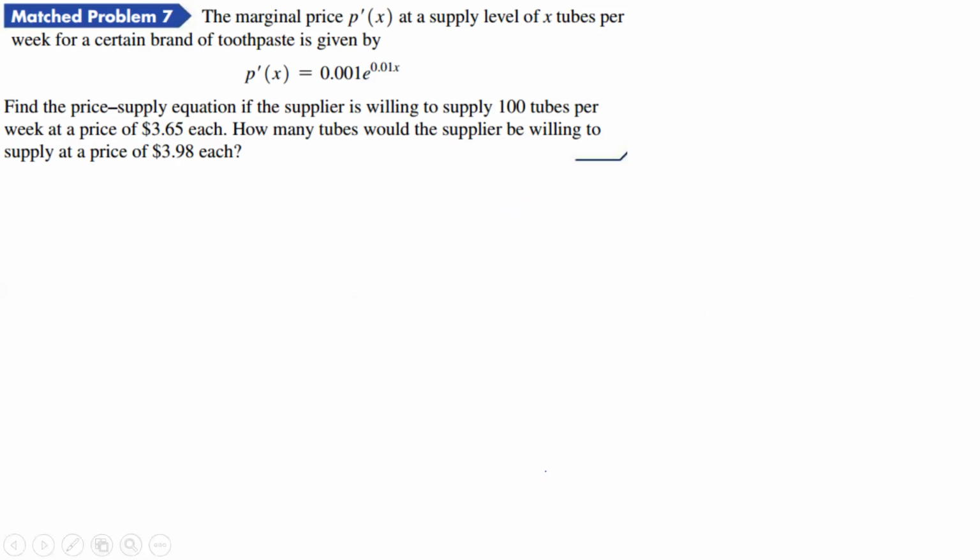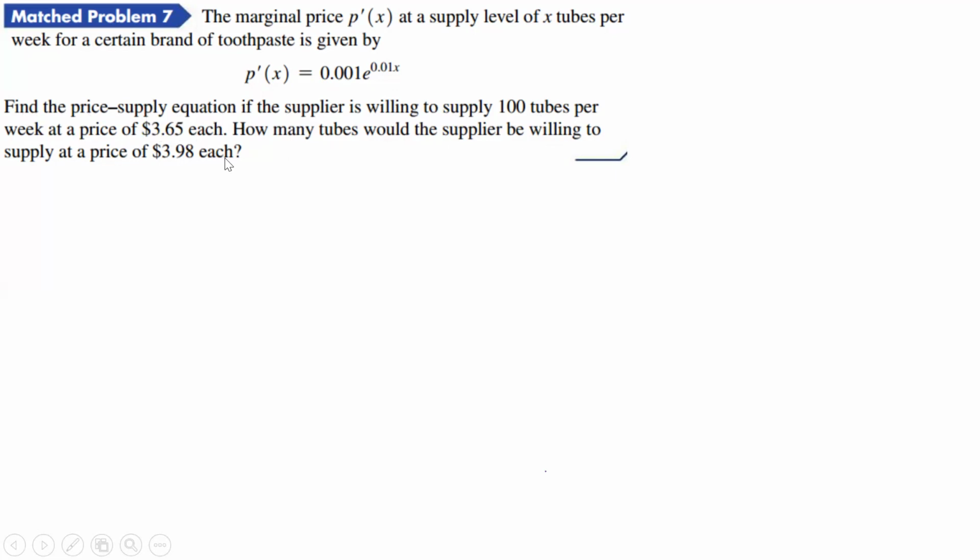All right, so let's do one last example here. It says the marginal price, P prime of x, at a supply level of x tubes per week for a certain brand of toothpaste is given by this equation. We find the price supply equation if the supplier is willing to supply 100 tubes per week at a price of $3.65 each. How many tubes would the supplier be willing to supply at a price of $3.98 each?